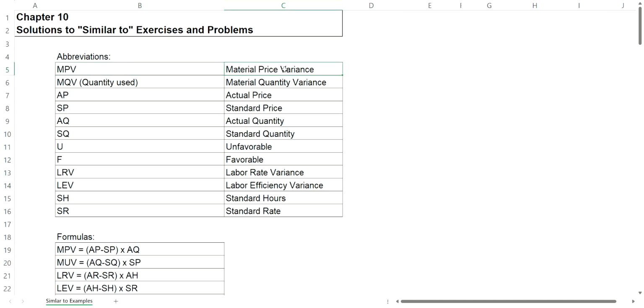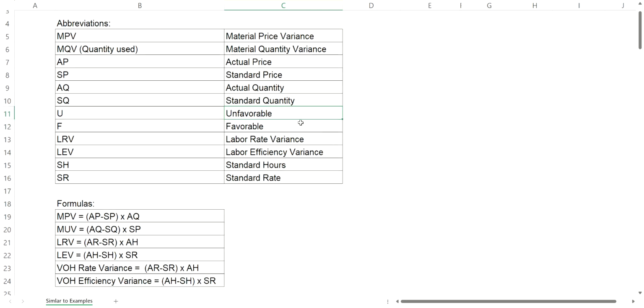MPV stands for our materials price variance, the difference between what we actually pay per whatever they're measuring it on and what we budgeted. MQV stands for material quantity variance, the difference in quantity based on what we budgeted versus what we used. AP will be the actual price. SP will be the standard price, in other words, what we budgeted. AQ will be actual quantity. SQ will be standard quantity, the amount that we budgeted to use. U will stand for unfavorable, F for favorable.